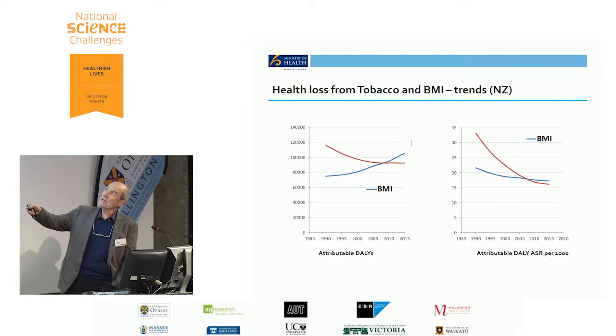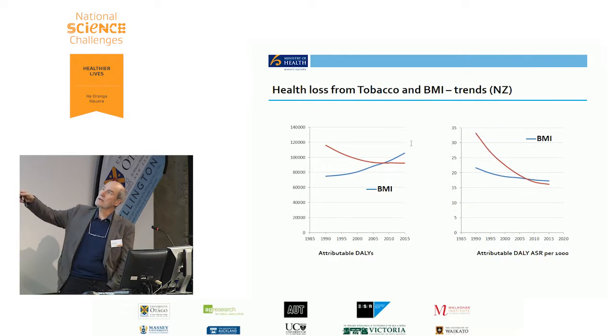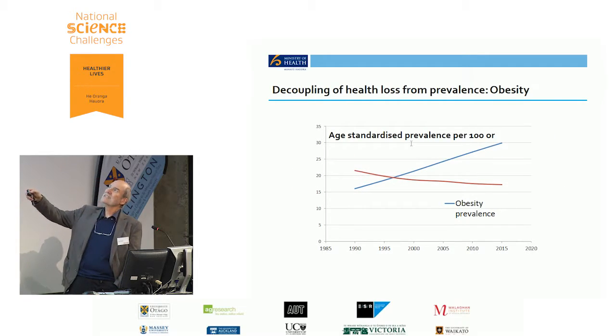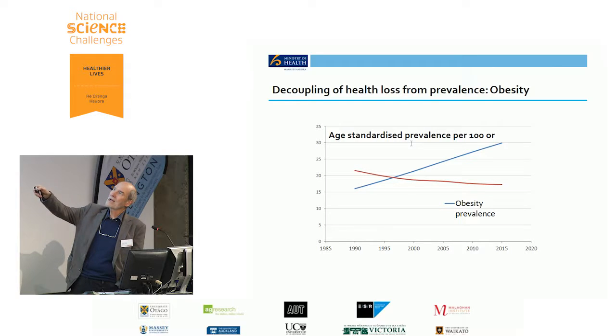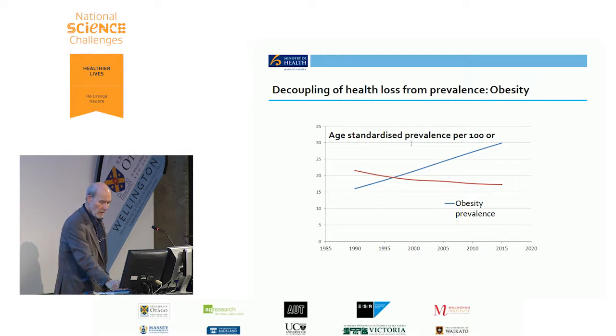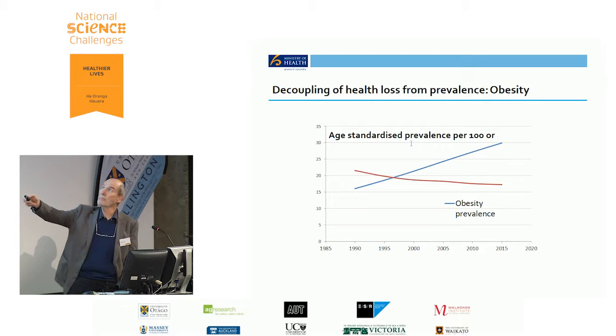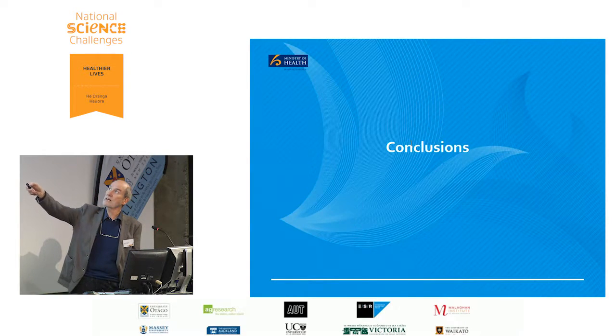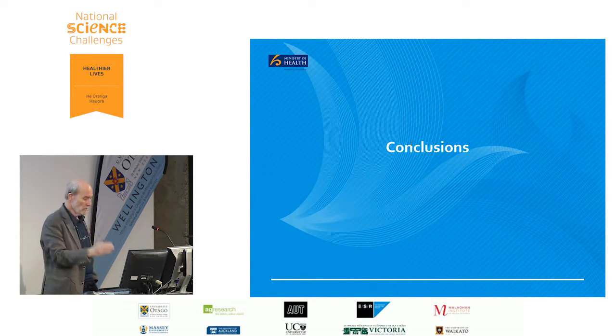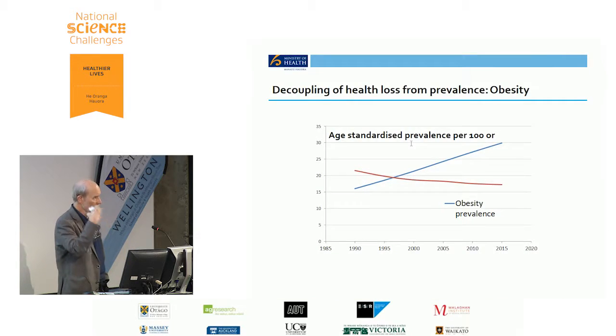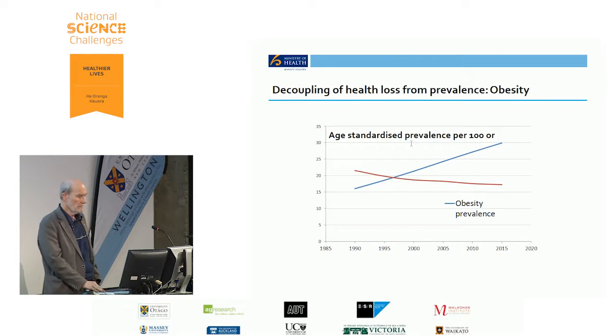So basically, obesity prevalence is continuing, but the burden is actually fairly flat because there is some degree of management, if you like, about how these things are happening.